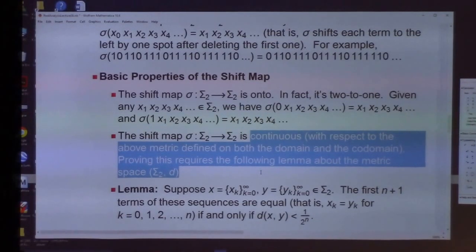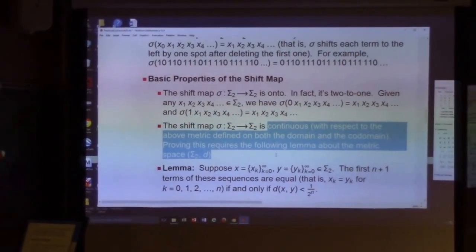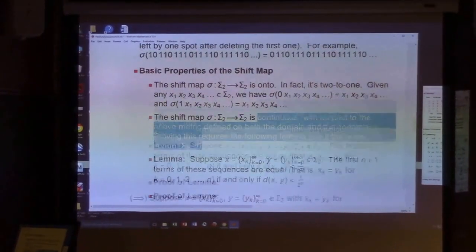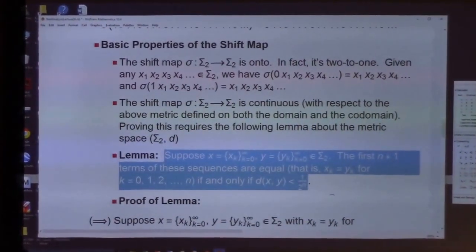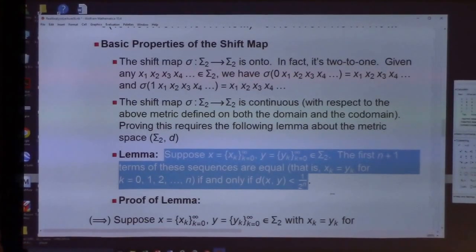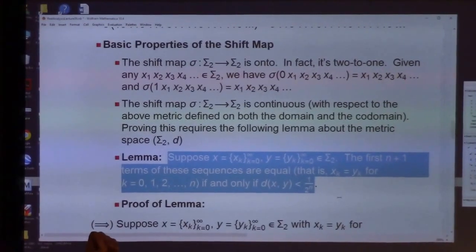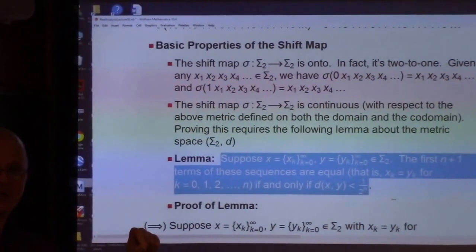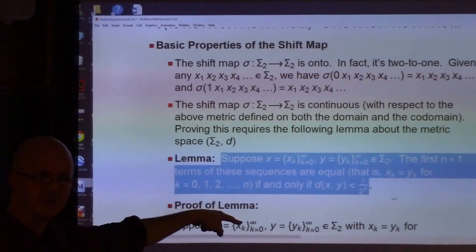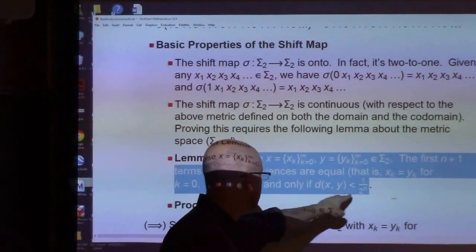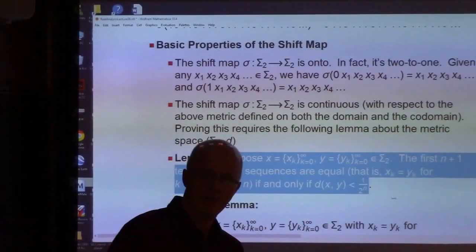I do have the proof of the continuity here. I'm not going to take the time to talk about it in detail. It's related to a lemma. The lemma being essentially, if you've got 2 sequences and the first n plus 1 entries of the 2 sequences are the same, then those sequences are going to be real close together. They're going to be within 1 over 2 to the n of each other, and vice versa. If you've got 2 sequences that are within 1 over 2 to the n of each other, then the first n plus 1 entries are the same.